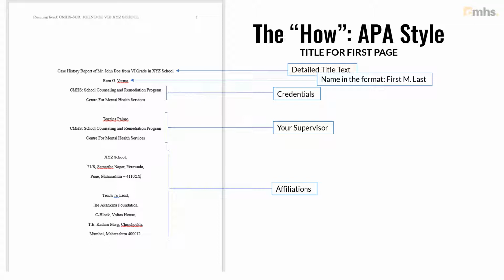But one other thing is this name is not in an APA style format. So in your first page of your document, you can write names in non-APA format as well. The general convention of writing it is the first name followed by the first letter of your middle name, followed by a full stop, followed by the last name. After that, your credentials, after that, your supervisor's name and credentials, after that, your affiliations.